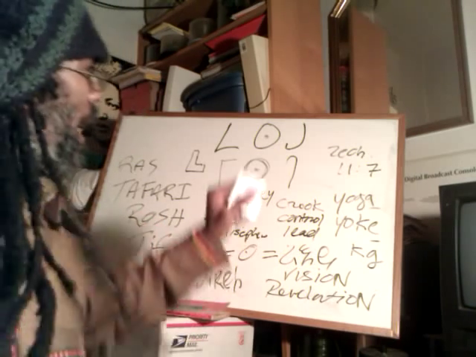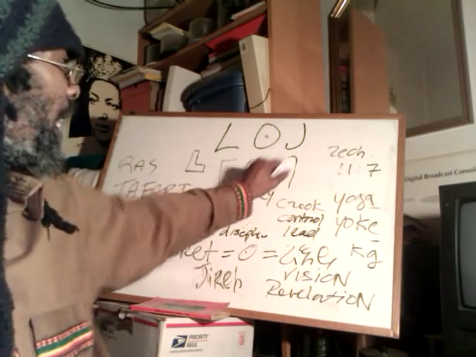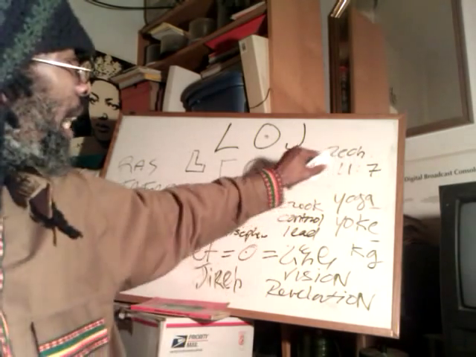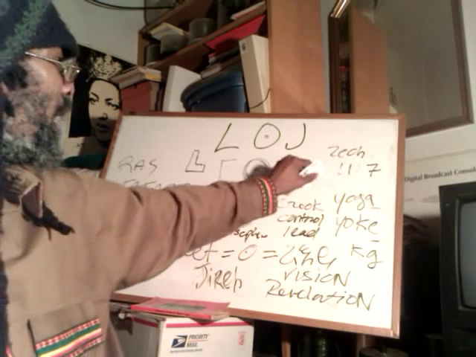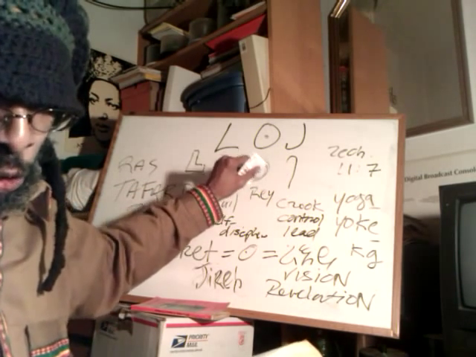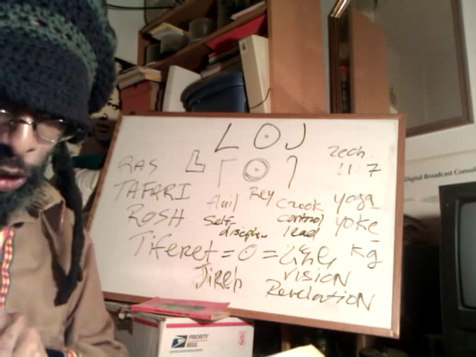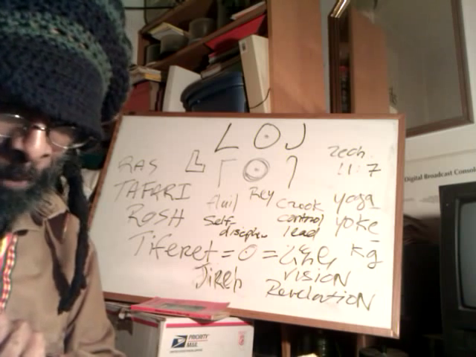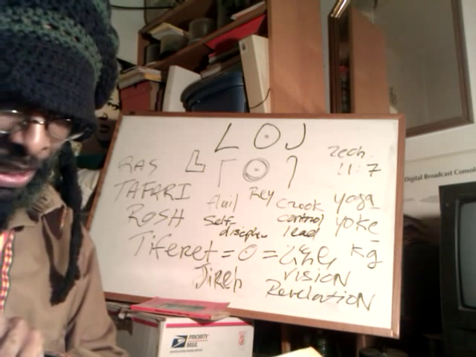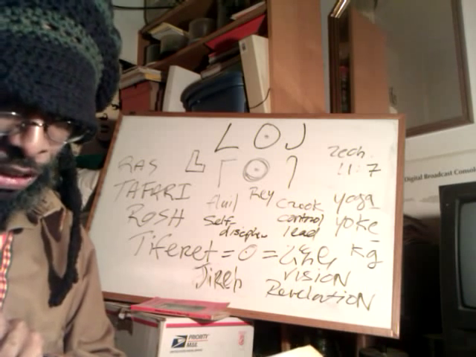But 11 and 7, this is very interesting, because here in this area of Zechariah 11 and 7, it actually points out that there are two rods, or what they call two staves, that are called Beauty and Bands, literally graciousness and union.